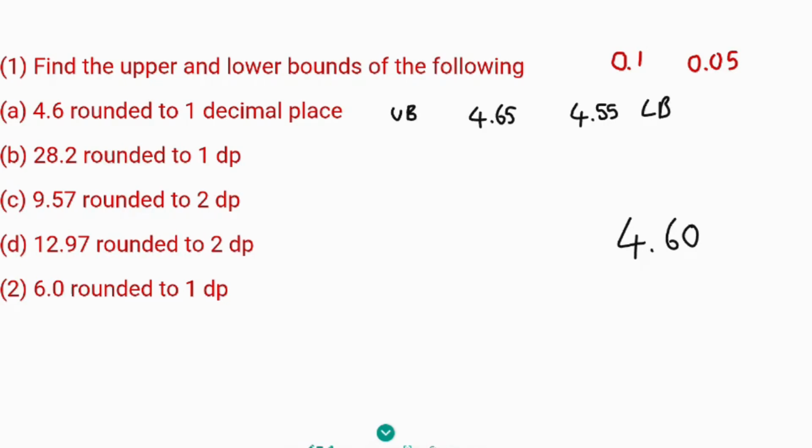Next one, 28.2, rounded to nearest 1 decimal place. Lower bound, 28.15. That's your lower bound. And upper bound, 28.25.